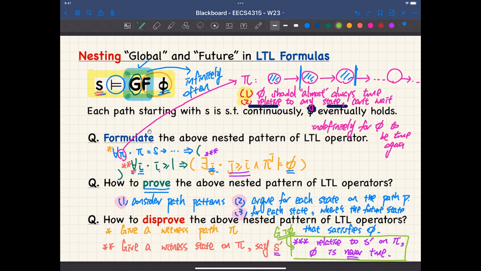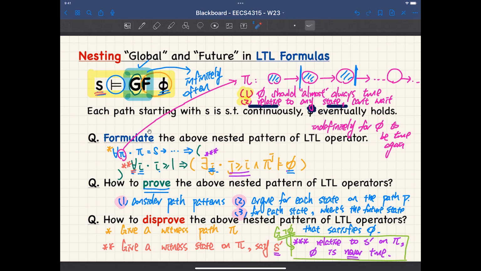For the second question, the third point, do you mean for each path? For each state, because we are already, so only the first consideration here is about the path, right? So we're going to consider every path pattern. And for each path pattern, we got to consider every state. And for every state, we got to consider some relative future states. So these are the 3 steps.